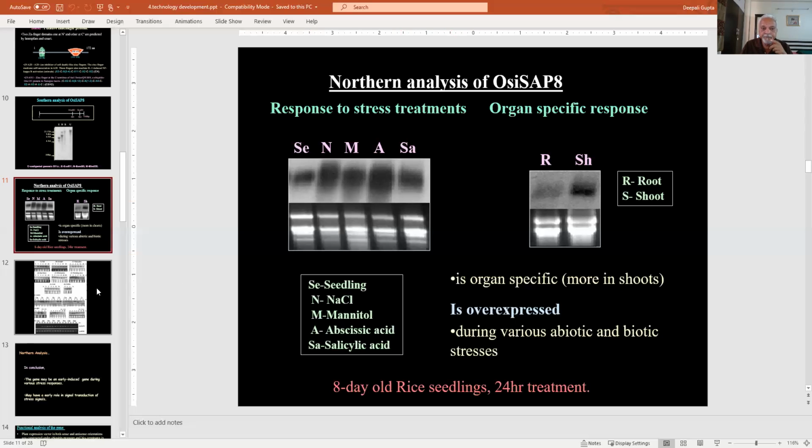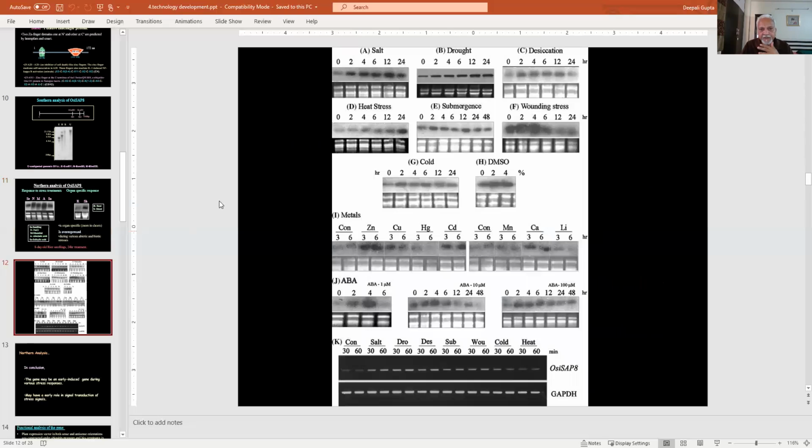Okay, now, but if you have a scenario like this, you just cannot conclude that it is getting induced. The transcripts may be getting accumulated by more than one mechanism. So it is very important to establish that the synthesis is getting increased in presence of these signals, and for that, a time kinetics needs to be done. And that's how it is done here.